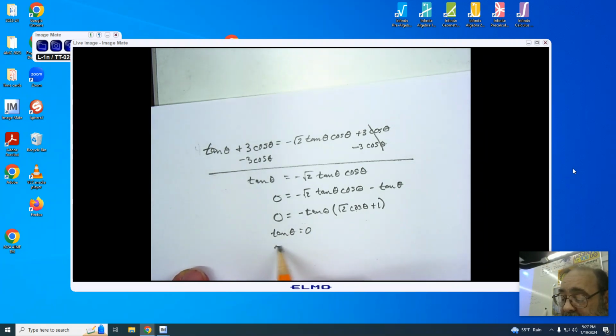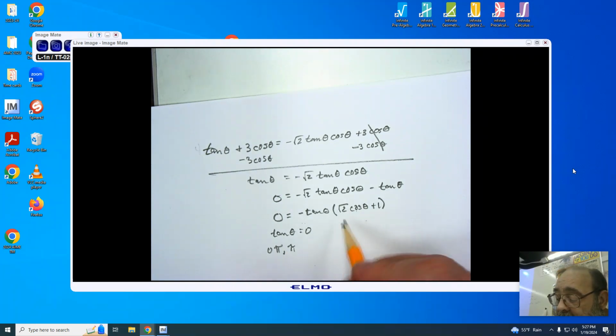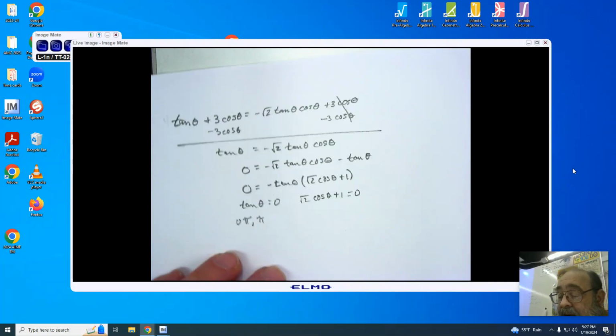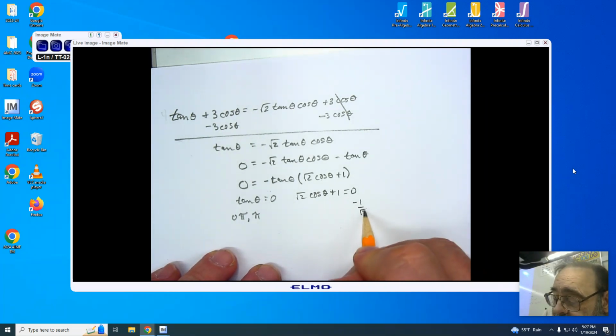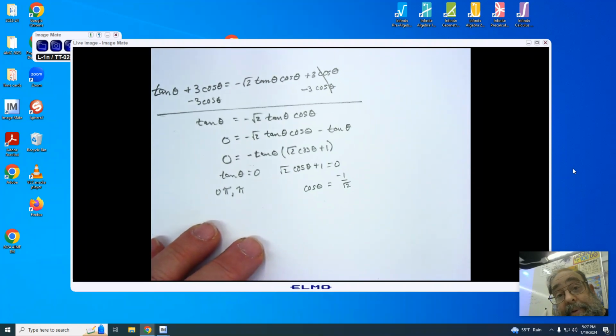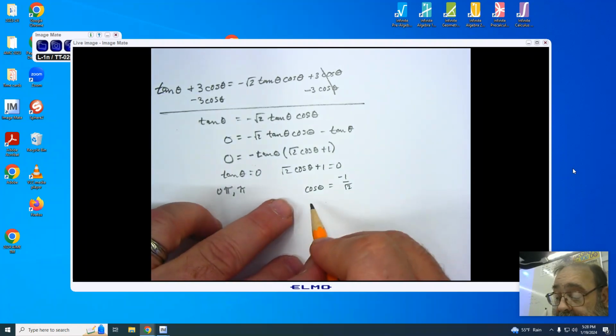This once again is 0, pi, and pi. I have root 2 cosine of theta plus 1. There we go. There was my negative. Notice I just needed to do it on a separate piece of paper to find that negative. What happens when you get tired? You start making mistakes, so please be careful.